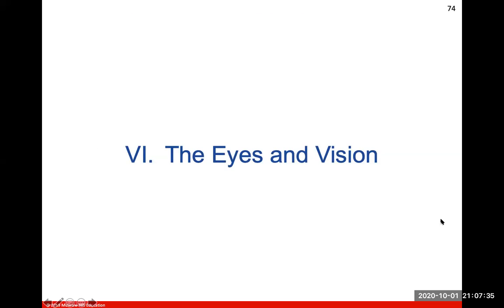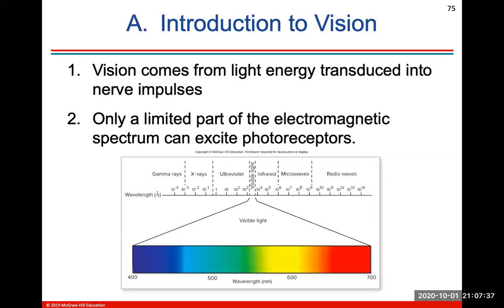So eyes and vision are kind of the last part of this, so feel free again to take a break if you need to. And then this will be the last section of this chapter 10 that we'll go over. Vision comes from light energy transduced into nerve impulses.